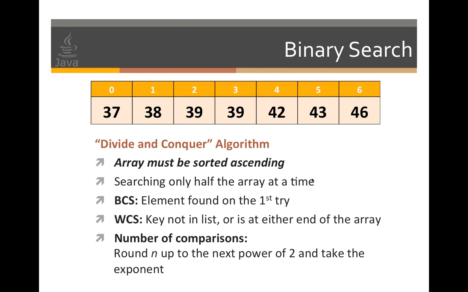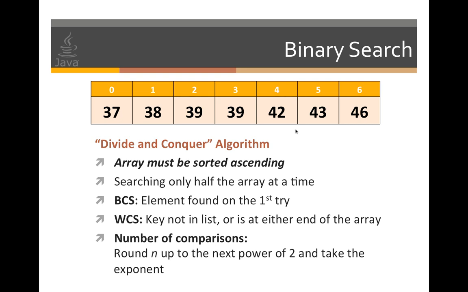So one of the questions I've often seen asked is, let's say I gave you an array of some size. How can we figure out how many comparisons it would take to find the search term, or find that it's not there, in the worst case scenario? And here's a little shortcut.